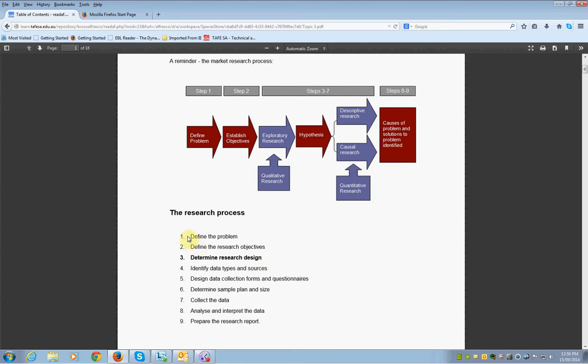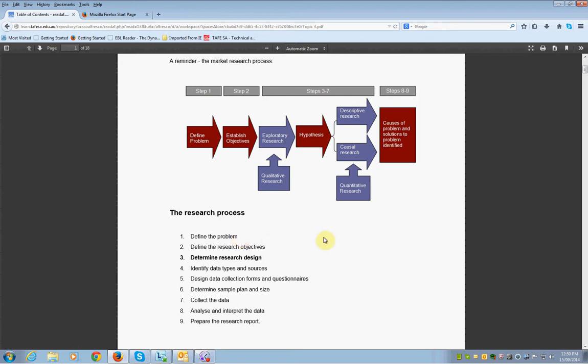In step 1, we defined a number of problems that were experienced by a business. In step 2, we defined the research objectives. That was the information we needed to collect as a market researcher to solve these problems. And in step 3, we'll basically design a plan that'll give us the information that can solve the problems.